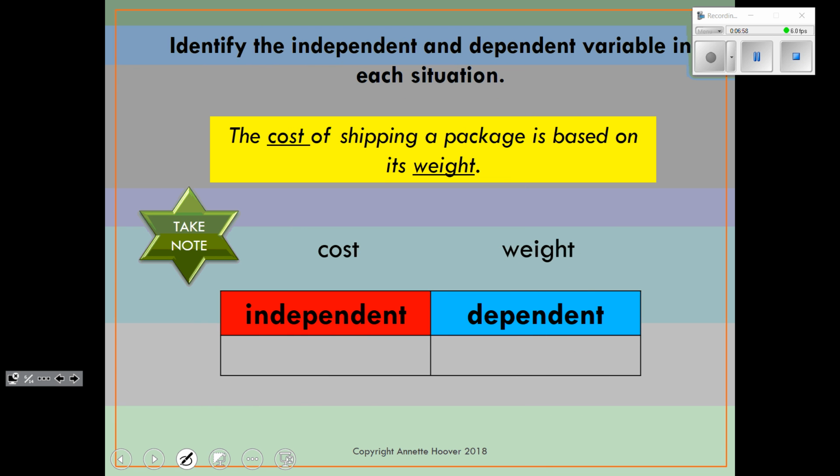Another scenario, the cost of shipping a package is based on its weight. Is the cost dependent on the weight, or is the weight dependent on the cost? The amount that it costs depends on the weight. So the weight would be the independent variable, or the x value, and the cost would be the dependent value, or the y variable.